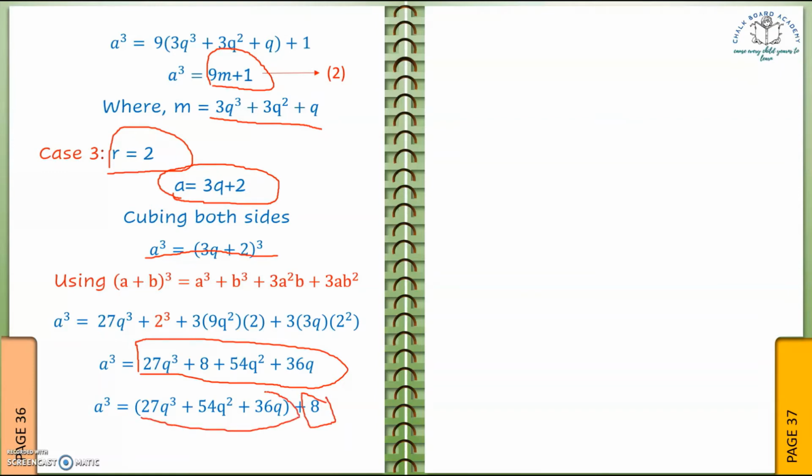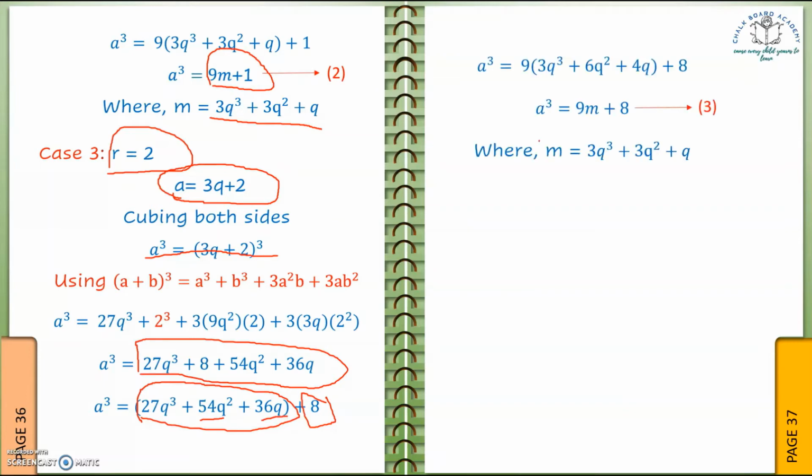Out of these four terms we will separate 8 and write the other three terms together, in which we can simply see that we can take 9 as common. 27 is actually a multiple of 9, that is 9 into 3, 54 is also a multiple of 9, 9 into 6 is equal to 54, then we have 36q, that is again a multiple of 9, that is 9 into 4, that is 36. So we have taken 9 as common, and we again got the expression, which is 9m plus 8, where m is 3q cube plus 6q square plus 4q.